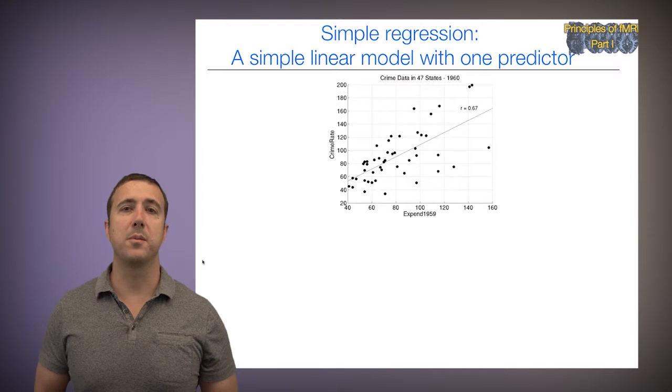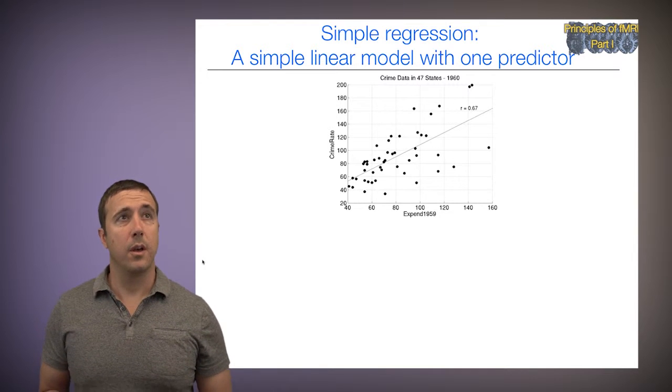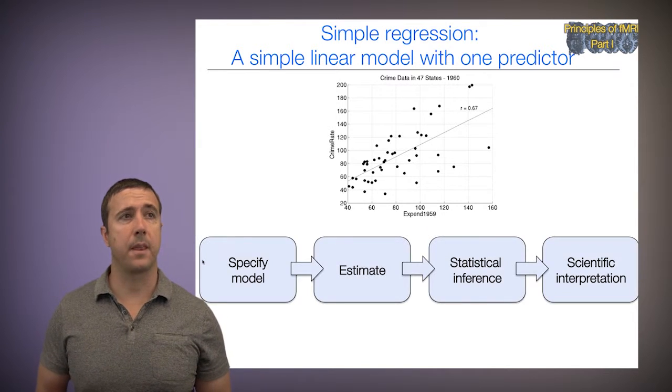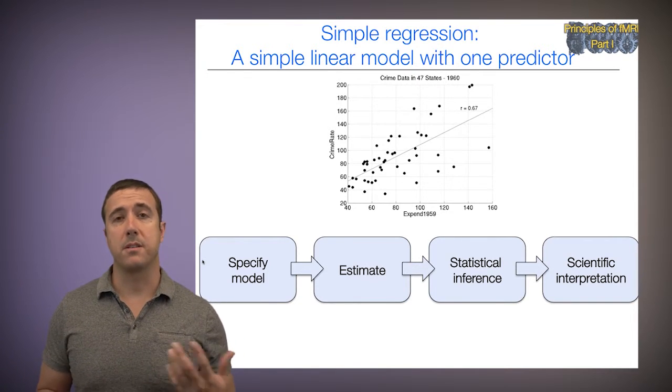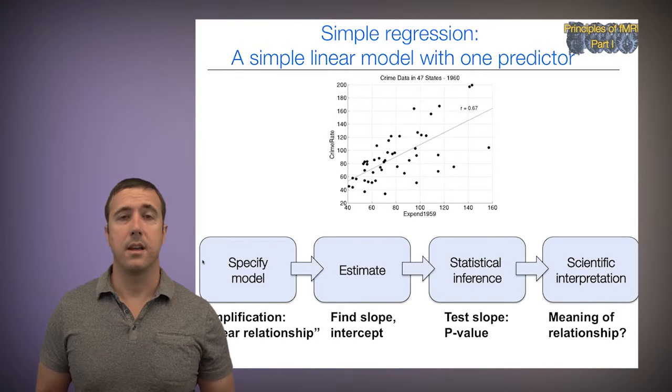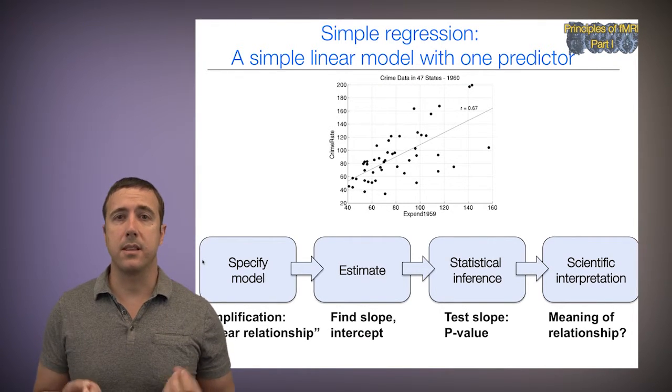So this is the simplest example, simple linear regression, one predictor, one outcome. And for our purposes here, we'll just talk about 4 stages that we go through. One is we specify the model. In this case, it's very simple. We posit that there is a linear relationship between the predictor and the outcome.